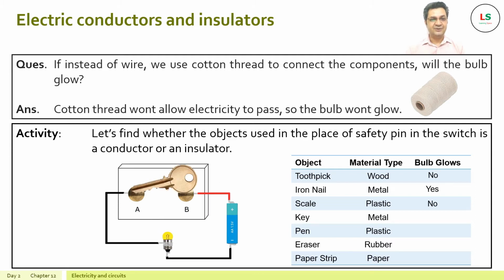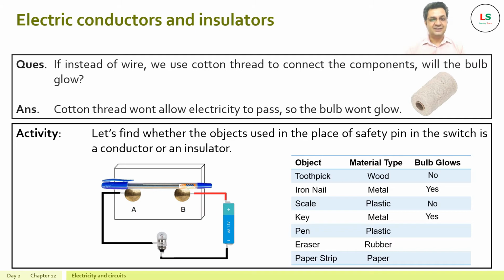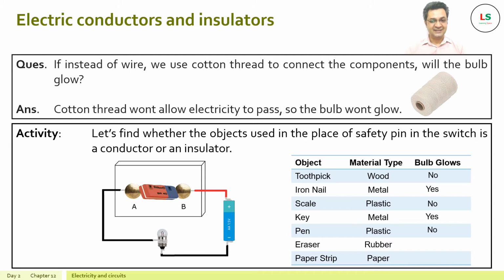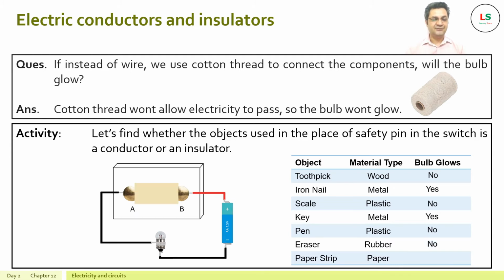If we put a key, which is made up of metal, the bulb glows. If we put a pen, which is made up of plastic, the bulb does not glow. If we put an eraser, it is rubber, which does not make the bulb glow. And lastly, if we put a paper strip, it also does not make the bulb glow. So we can conclude wood, plastic, rubber and paper do not conduct electricity, and that's the reason why the bulb is not glowing. Whereas the metal objects conduct electricity and make the bulb glow.